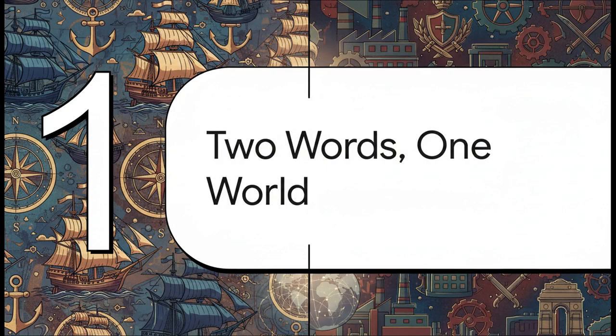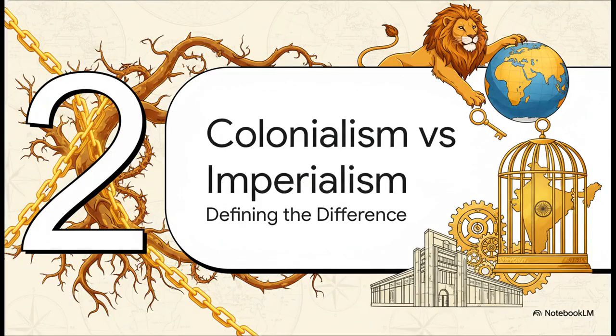All right, so first things first. People throw the words colonialism and imperialism around like they're the same thing. And while they're definitely related, they are not interchangeable. They're distinct ideas, and trust me, getting the difference is absolutely key to understanding, well, a huge chunk of modern history. So let's put them side by side. What's the real difference here? How do these two massive ideas actually connect? Let's break it all down.